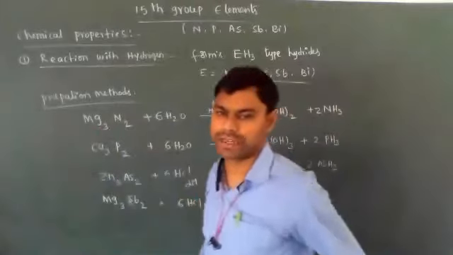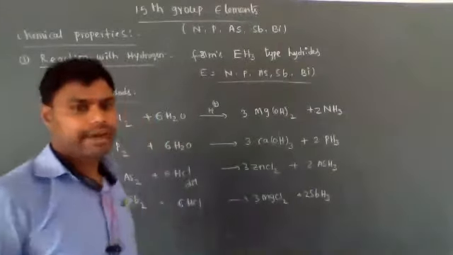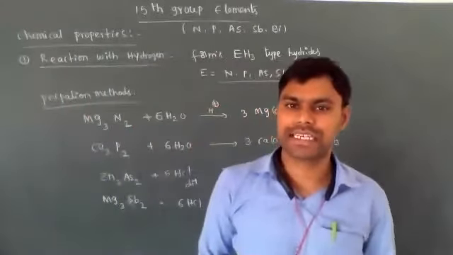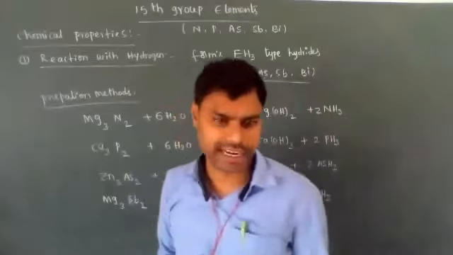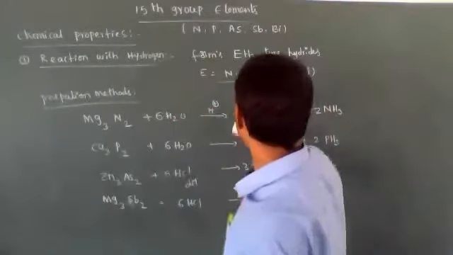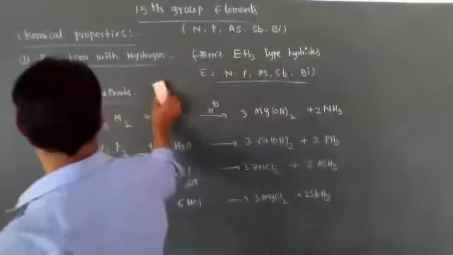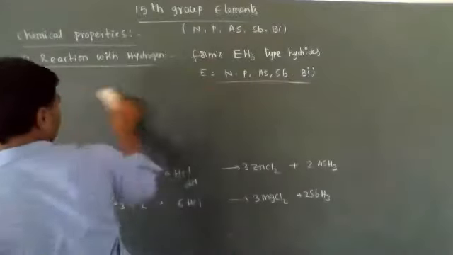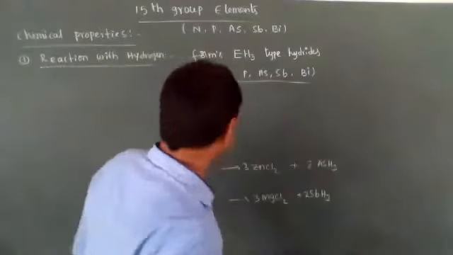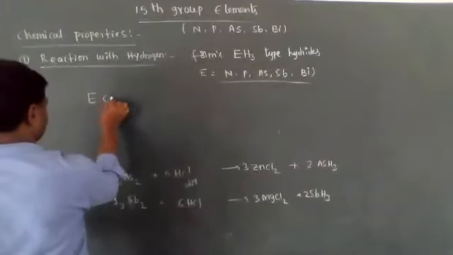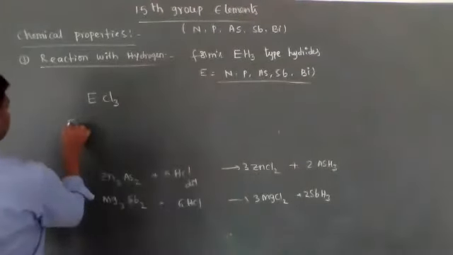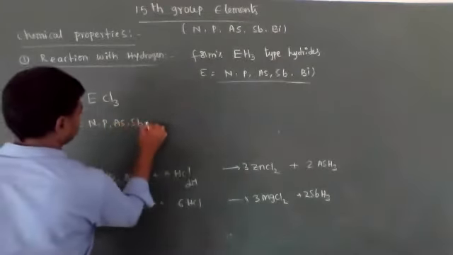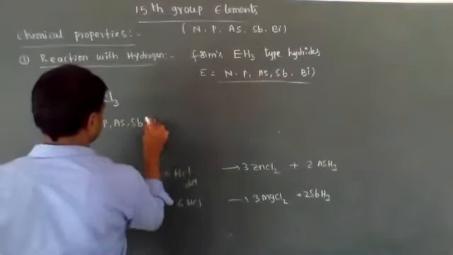Another preparation method is also present. Metal trihalides, the corresponding metal trihalides on reduction in the presence of zinc and HCl, or when treated with lithium aluminum hydride, give the corresponding hydrides of 15th group elements. Another preparation method, let's see. ECl3, where E is equal to nitrogen, phosphorus, arsenic, antimony or bismuth.